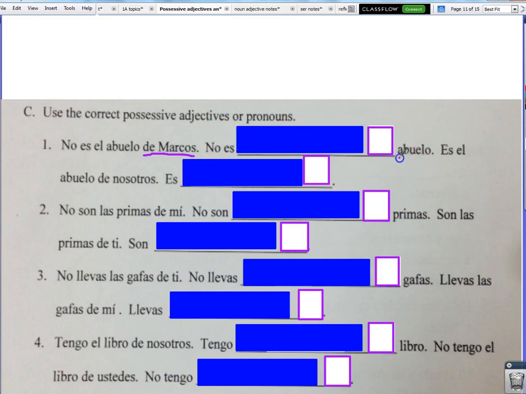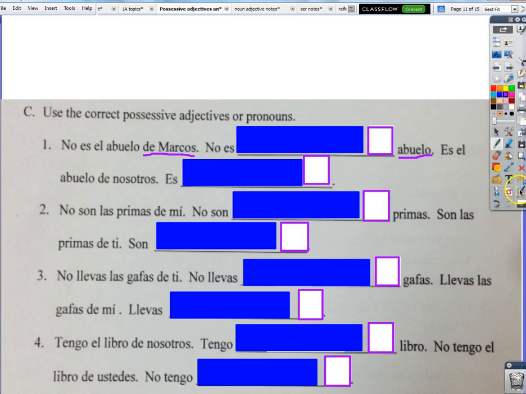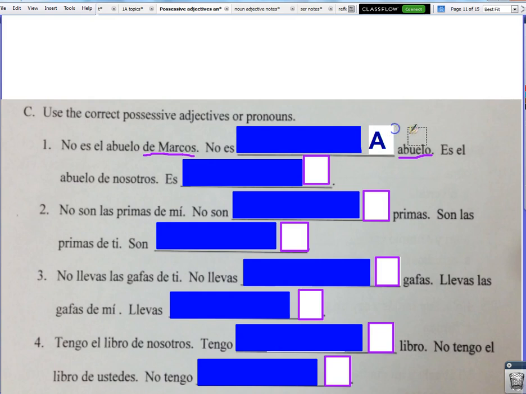Look, here's grandpa. Here's a noun. That means that on this blank, I need the possessive adjective. So it's not his grandpa. Well, I'm not saying my grandpa. I'm not saying your grandpa. I'm saying his grandpa. So my answer is su.